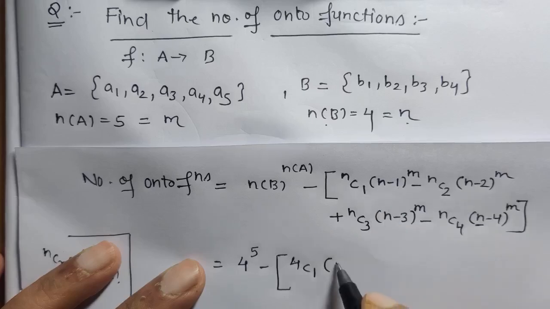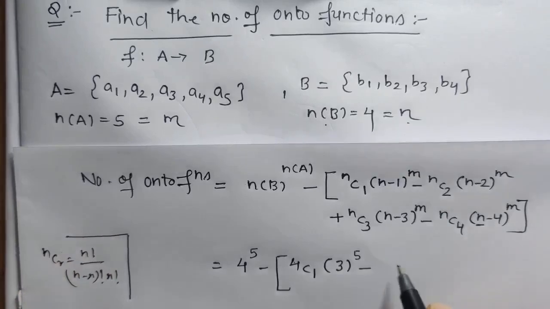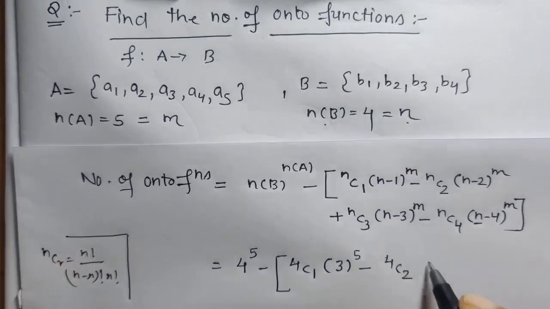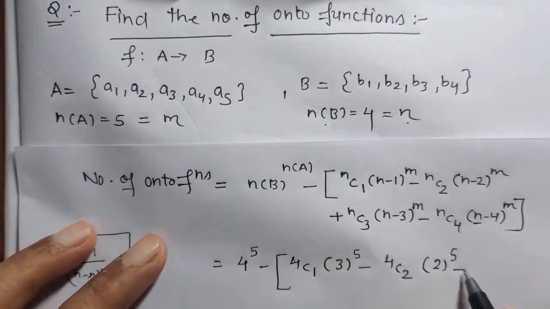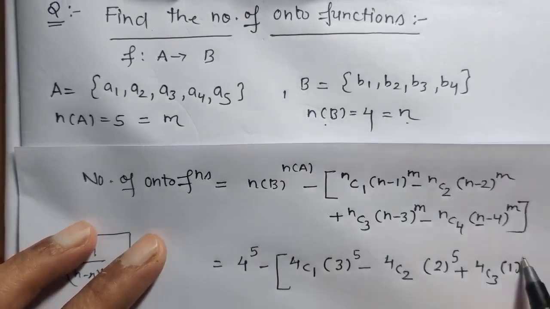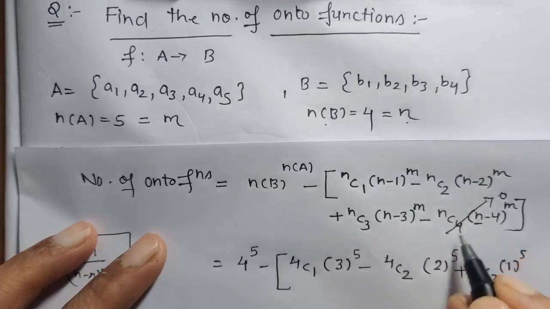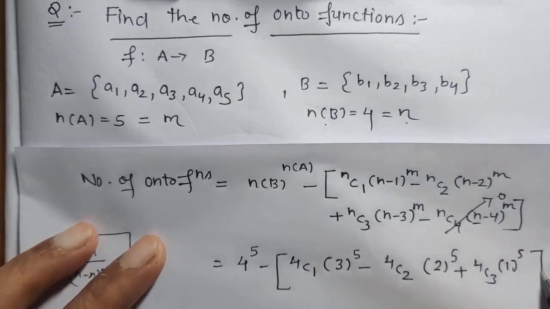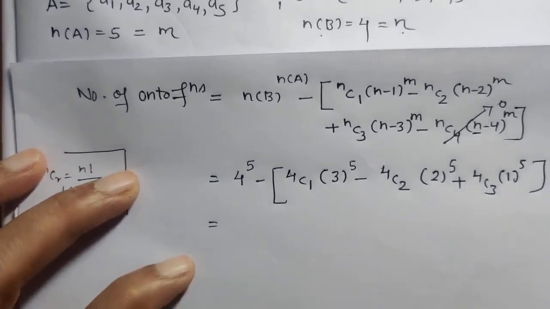4 minus 1 is 3 to the power 5, minus 4C2. So 4C2, and 4 minus 2 is 2, to the power 5, plus 4C3, and 4 minus 3 is 1, to the power 5. And the next term is 0, because n is 4 and 4 minus 4 is 0, so this will tend to 0. So let's close the bracket here and solve it further.